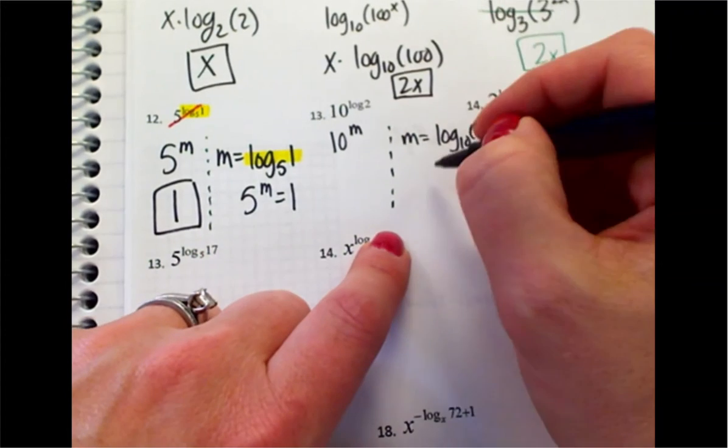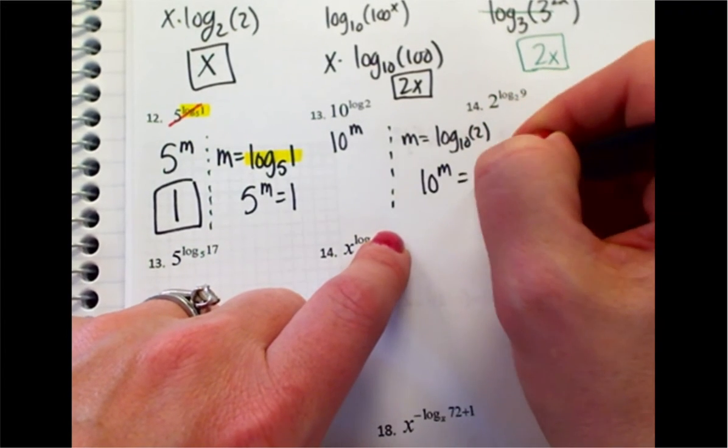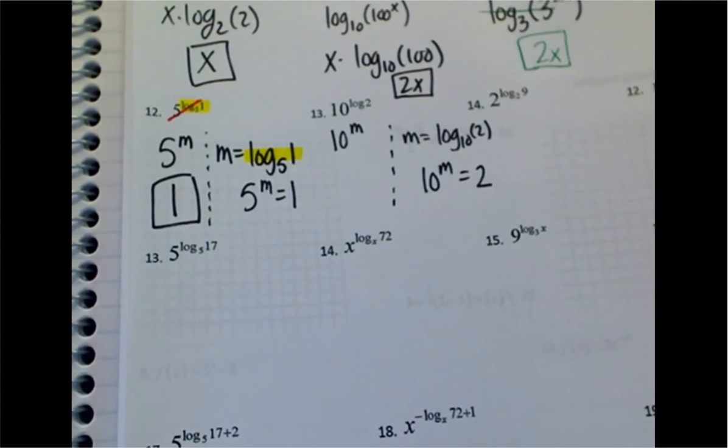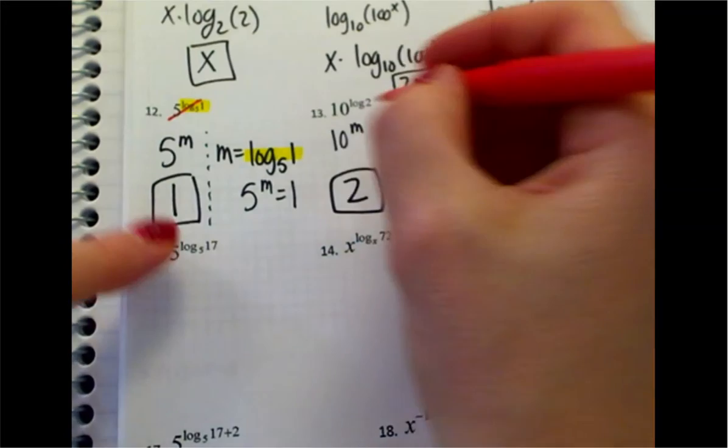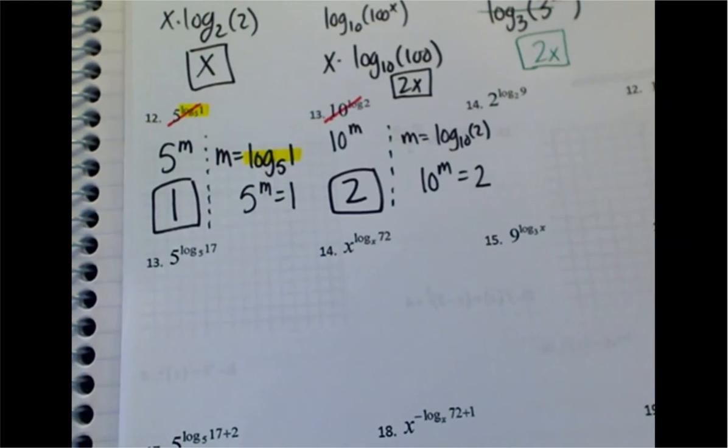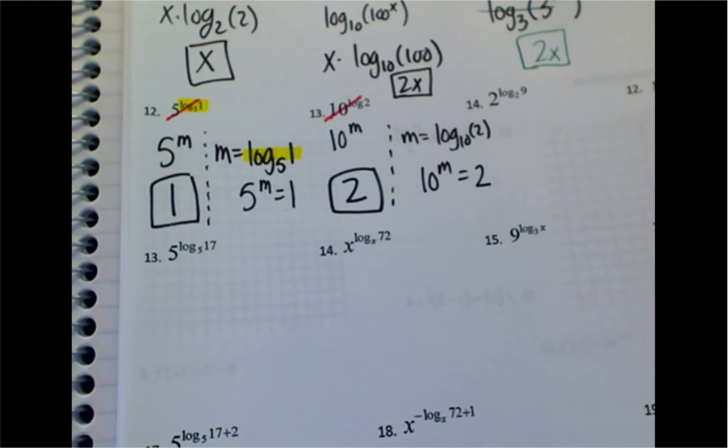Now I'm going to rewrite 10 to the m equals 2. I'm actually trying to figure out what 10 to the m is. It's 2. The inverse property says they cancel each other out. Do you have to show me the process every time? No. But I do need you to understand I'm not making this up. It is an actual property that I can prove to you it works.